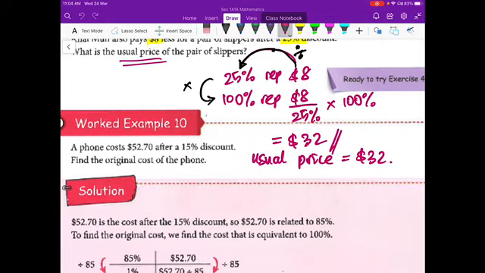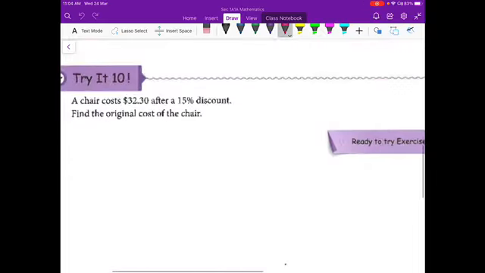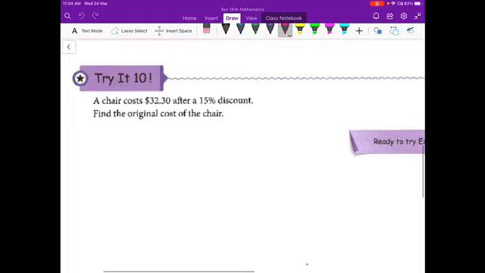Okay, now we will skip worked example number 10. We skip that. Go to try 10. No, together. Okay, try 10. Different type of question. Must pay attention. A chair costs $32.30. How much are you paying for the chair? $32.30. Alright? We pay this amount for the chair. Oh, this is after a 15% discount. So this is the reduced price already.